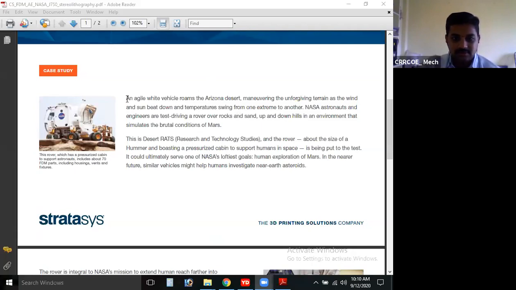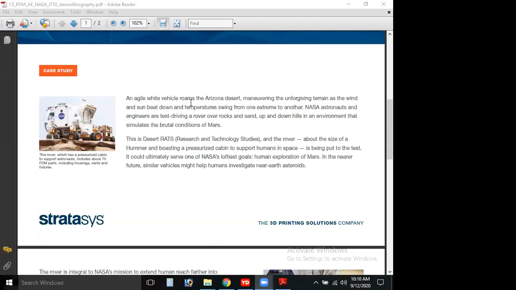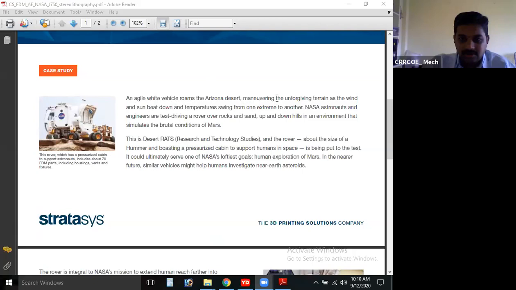The agile white vehicle roams a desert, maneuvering the unforgiving terrain as wind and sun beat down. Temperatures swing from one extreme to another. So here, this vehicle has to bear and resist different temperatures, and also wind force. Taking all these aspects into consideration, they have designed the parts.